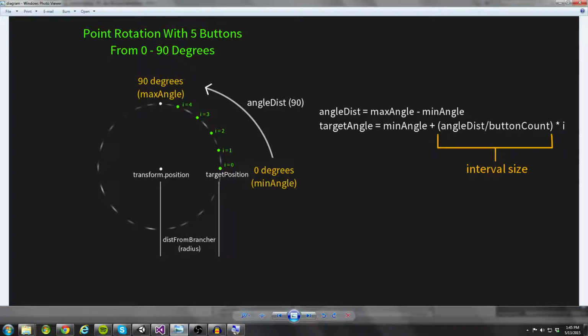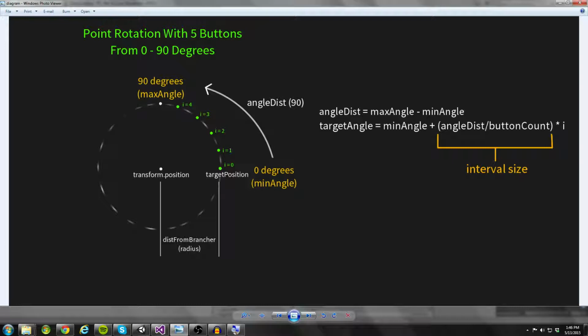Let's take a look at this picture. Visual representations oftentimes help me out with the more complicated stuff, so I thought that this might help you guys out with understanding how we're going to pull this off. So if you look at the left where we have this circle defined, at the center of that circle I call it the transform.position. This is going to be the position of the button brancher itself. Looking directly to the right, I have a target position. That's going to be the default position that every button is branched out at before it's rotated around the circle.